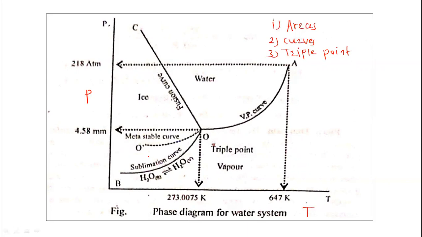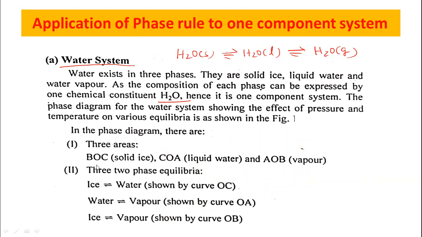Now let us see, in the phase diagram there are three areas. This area AOC is one area where liquid water is existing. Area BOC, ice is there, and area BOA, vapor water is there. So in areas, one phase is existing. You can see here, three areas are there.